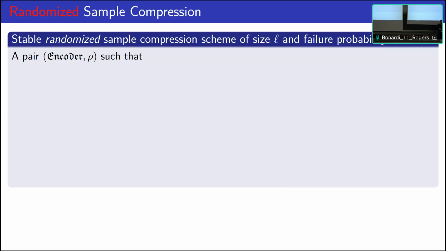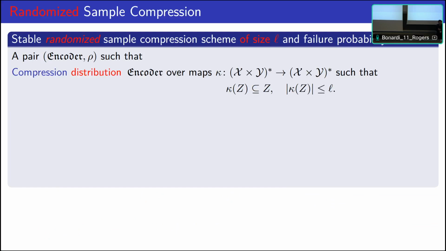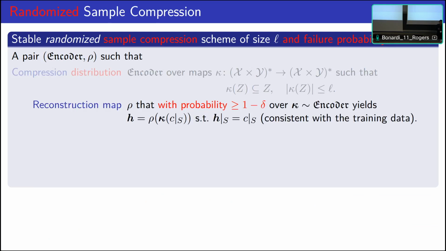So our contribution is to propose a randomized version of this sample compression scheme, where the definition of a stable randomized sample compression scheme of size L with failure probability delta is getting quite big. You have a pair, and instead of a compression map, you have a distribution of maps for encoding. And the reconstruction is not random, it's like before, except that it doesn't need to reconstruct perfectly all possible maps. It can fail with probability delta.